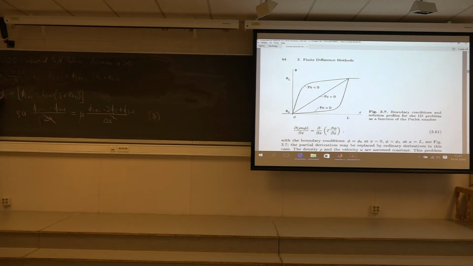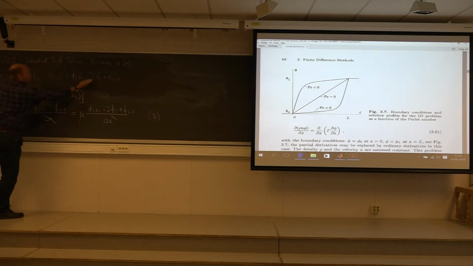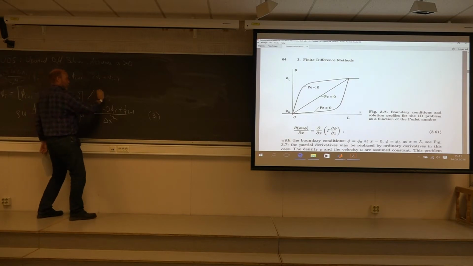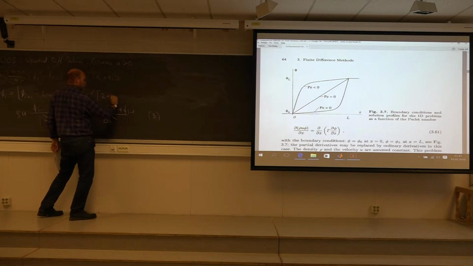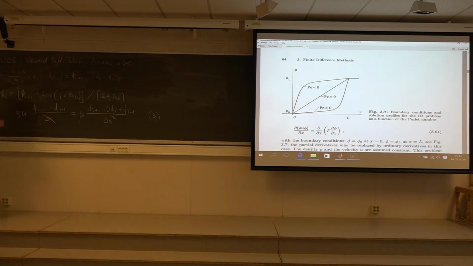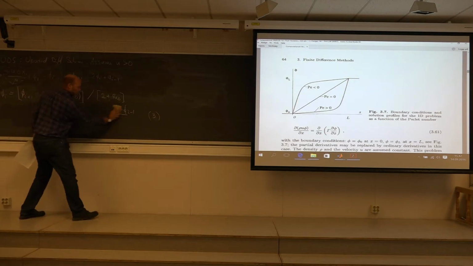Then phi i itself will also have a factor in front of it. It will have, well, this one on the other side, that is a 2, and then plus the cell Reynolds number. So we have to divide this one by 2 plus the cell Reynolds number. So this will be now the recipe for the upwind scheme.